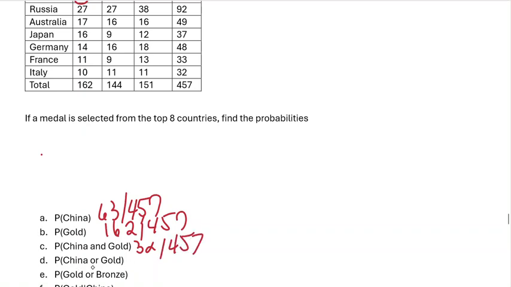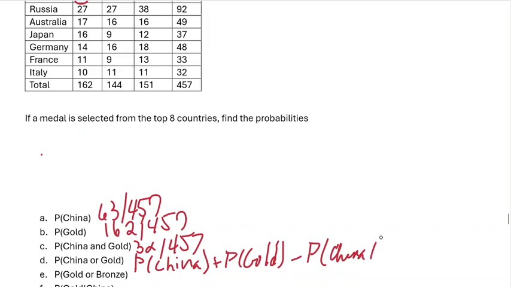This is when it might help you to look at your green sheets. You have a formula for the probability of A or B, which is going to be the probability of China plus the probability of gold minus the probability of China and gold. Okay, so the probability of China we know is 63 over 457. The probability of gold is 162 over 457. And China and gold is 32. So it's going to be 193 over 457.